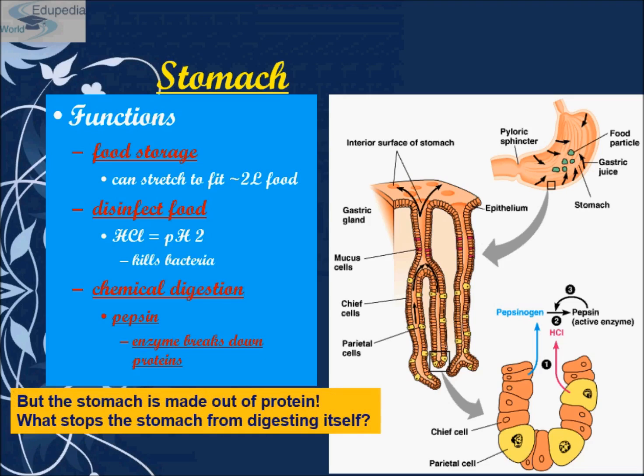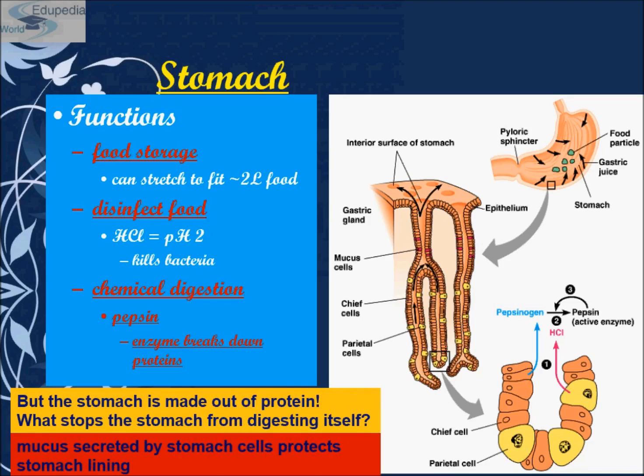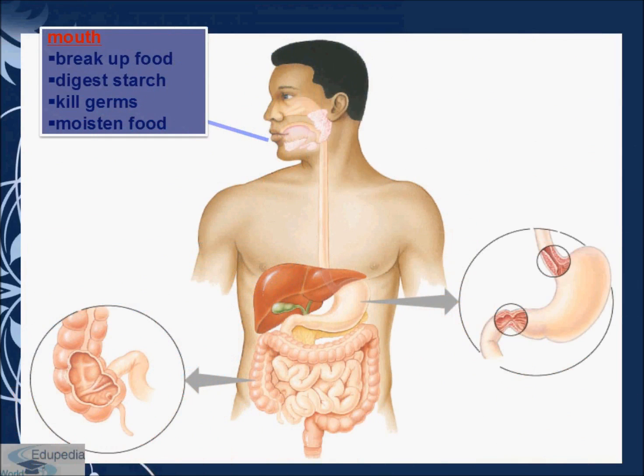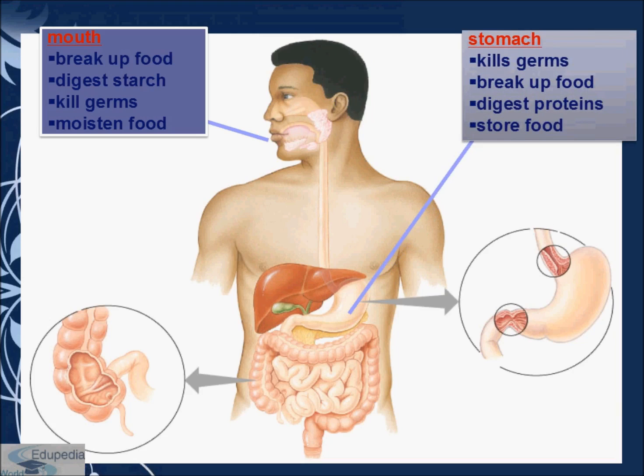But the stomach is made up of protein. What stops the stomach from digesting itself? Mucus secreted by stomach cells protects the stomach lining. This is the illustration: this is the mouth that breaks up the food, digests the starch, kills germs, and moistens the food. And this is the stomach that kills germs, breaks up food, digests protein, and stores food. And this is the sphincter that regulates the opening and the closing.